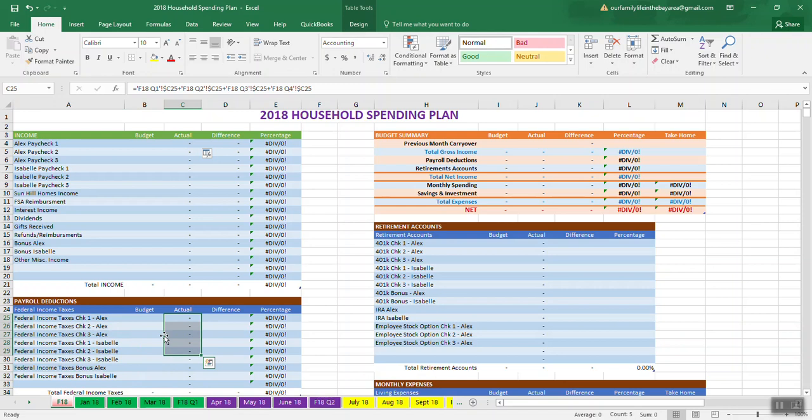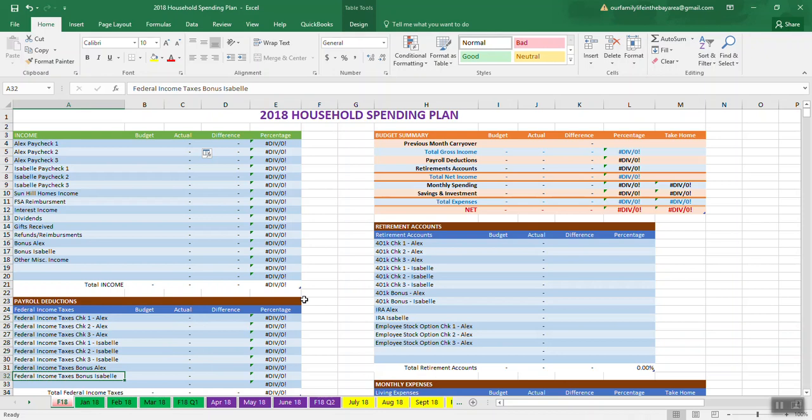If you want me to show you that, I can go ahead and do a quick tutorial and show you what I use to make sure that we pay enough taxes, because I don't want to be penalized for not paying enough either.